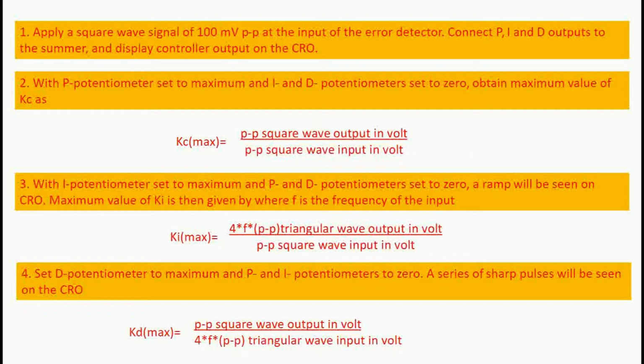Then we will do the calibration of D potentiometer. For that we have to put the P and I potentiometer to 0 and D potentiometer to maximum, and in this case we have to apply the triangular wave input, and our output will be in square wave. And here is the formula to find out Kd maximum, which is peak to peak square wave output in voltage by 4 into frequency into peak to peak triangular wave input. Here the frequency is input frequency.